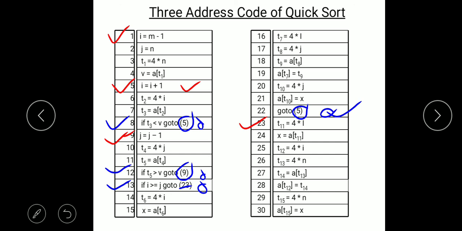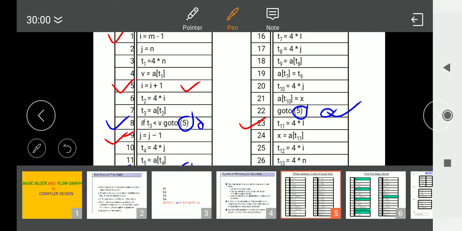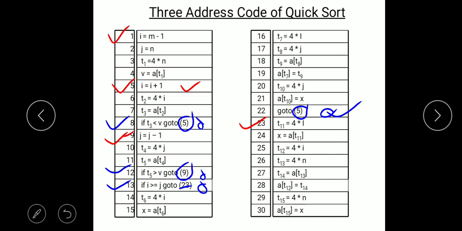Rule number 3 says any statement that immediately follows a conditional go to would be a leader statement. Look here, where is the conditional go to? Statement number 8 is a conditional go to. So statement number 9 would be a leader statement by rule number 3, because it immediately follows a conditional go to, and we have already marked it as a leader statement, so we don't need to mark it again.